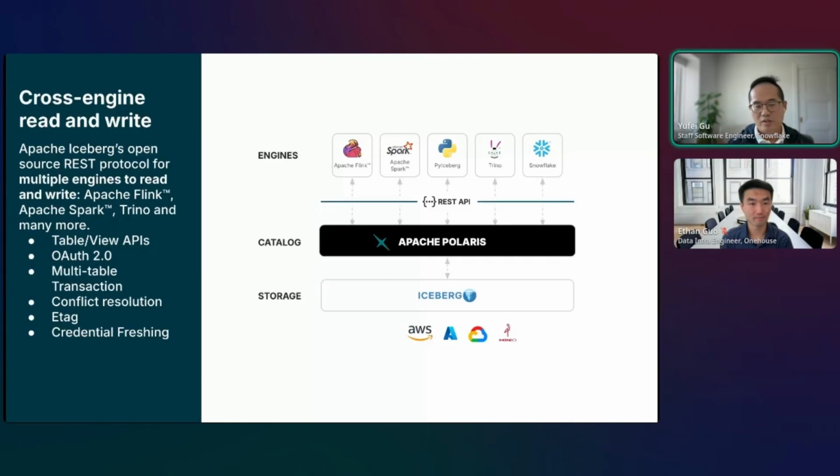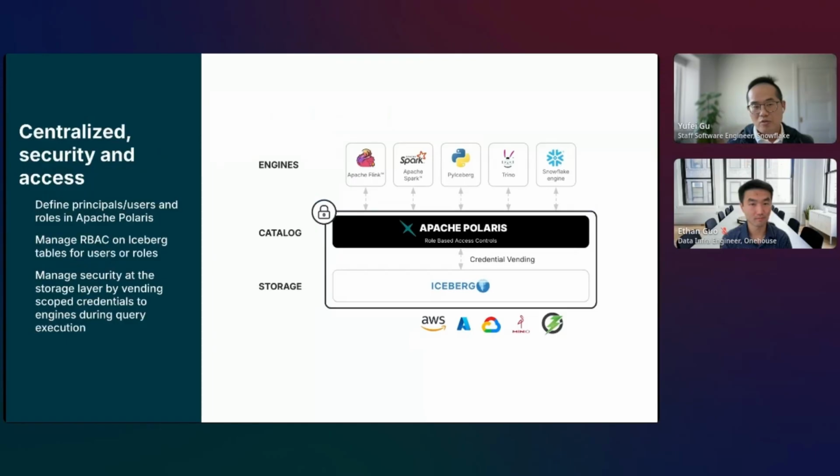Table view and support native OAuth 2.0, multi-table transaction, the conflict resolution I just mentioned, e-tags, credential vending, all these features are supported. So one of the great features for Polaris is the credential vending. Before credential vending, if you let your workflow read and write files in your storage, like S3 or Azure, you have to configure all these storage credentials for each individual workflow. That's a lot of job.